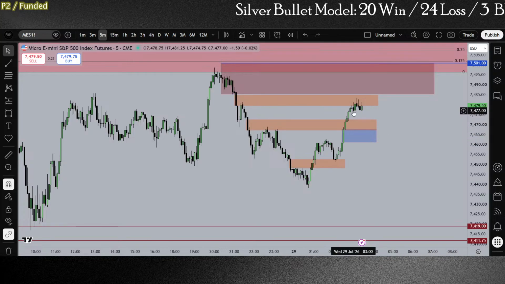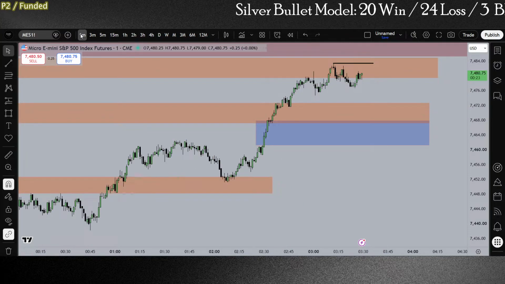So yeah, basically ever since the 3 a.m. started, for the past 30 minutes, price is just stuck inside of this little range here. Did nothing. So it is what it is, I guess.